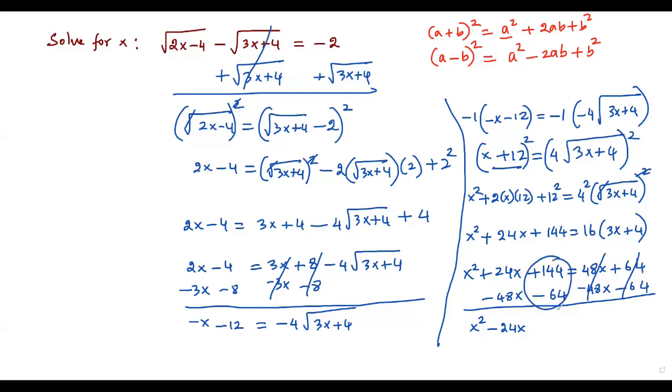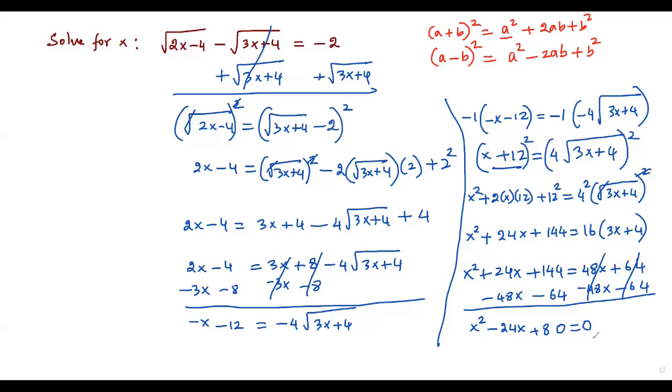Okay, now I have to simplify this one. I'll be getting 144 minus 64, which gives positive 80. So now I got a quadratic equation in standard form. That is x squared minus 24x plus 80 equals 0. Okay, now let's solve this.